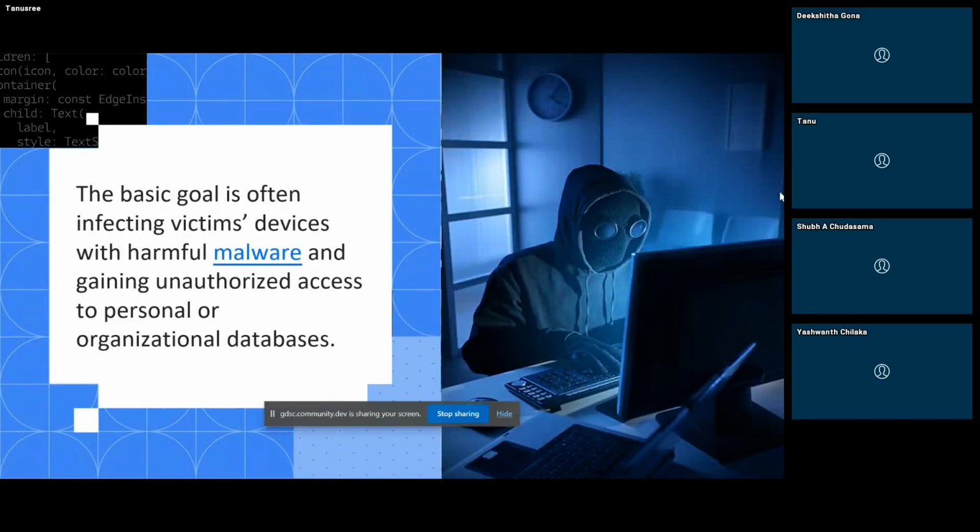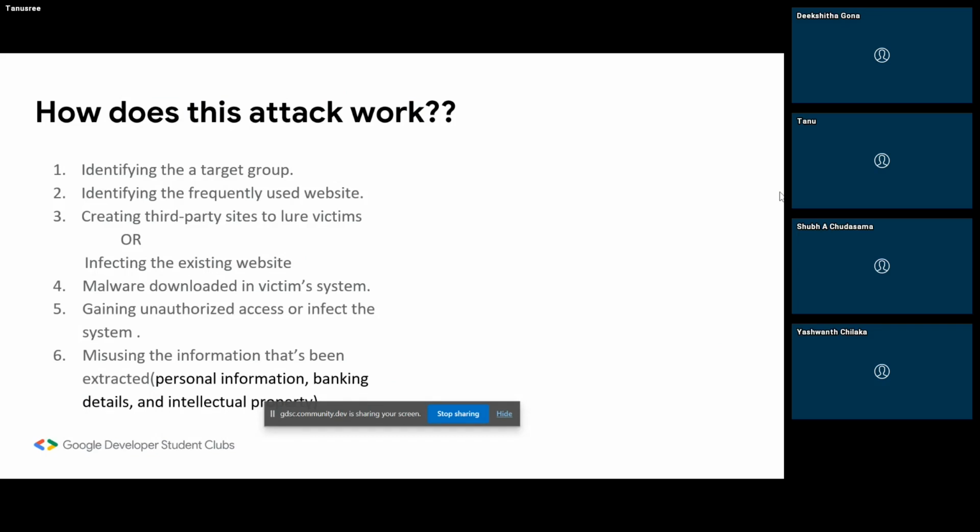The attackers usually attack the victims and gather information about them, mainly which websites they use more frequently and what activities they do on those websites. By this, they gain unauthorized access to their personal information. How does this attack actually work?